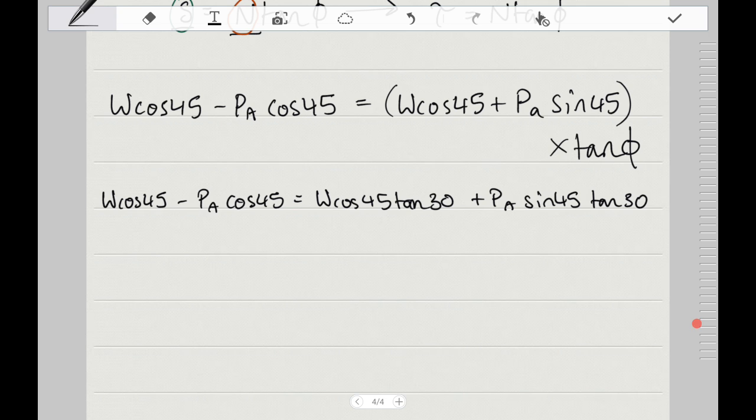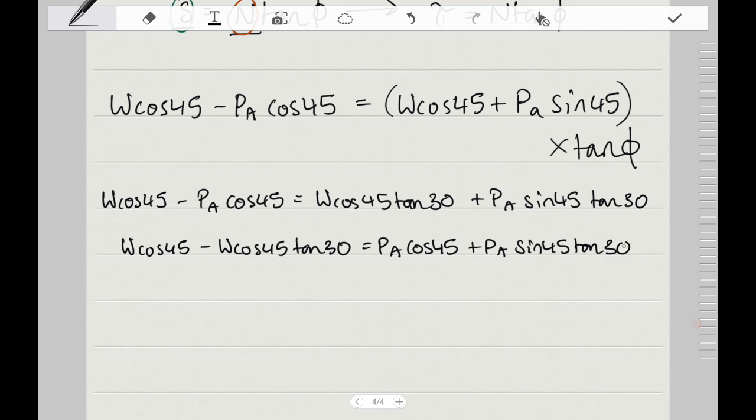If we take it to the other side, we're going to make all the PA terms on one side and all the W on the other side. W cos 45 minus W cos 45 tan 30 equals PA cos 45 plus PA sine 45 tan 30.